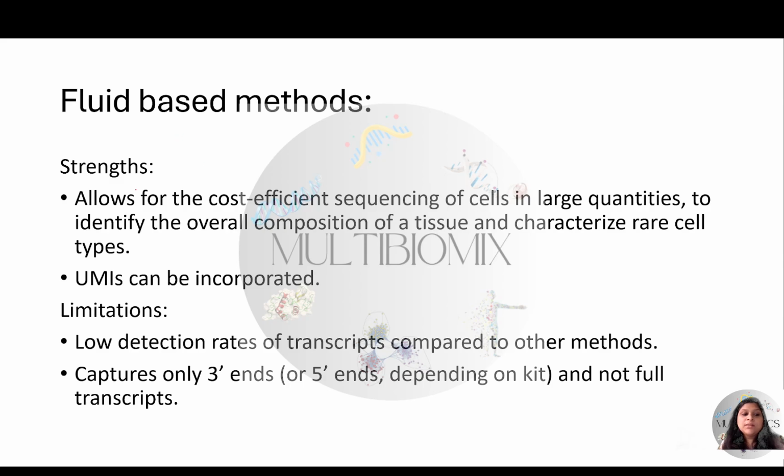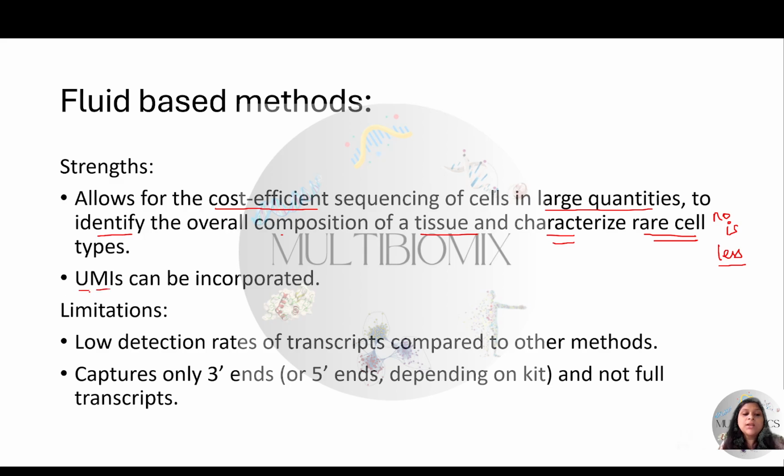A fluid-based method, what are the strengths? It is cost efficient. Sequencing of cells can be done in larger quantities, and we can identify the overall composition of the tissue, that the tissue is made up of what different kinds of cells. And we can even characterize some rare types of cells whose number is very low. So we can characterize such types of cells also.